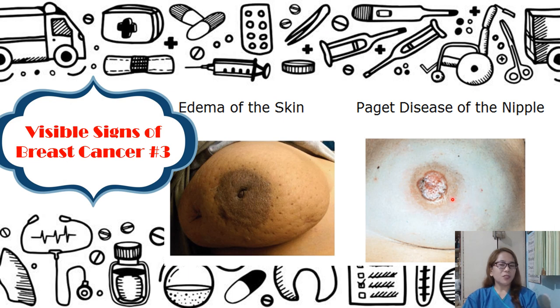Okay. So another image here is the Paget disease of the nipple. This is actually an uncommon form of breast cancer that usually starts as a scaly and then eczema-like lesion. So it may be eroded, as you can see in this picture. So a breast mass may be present, and if this is the presentation, you can suspect that this is what we call Paget disease.